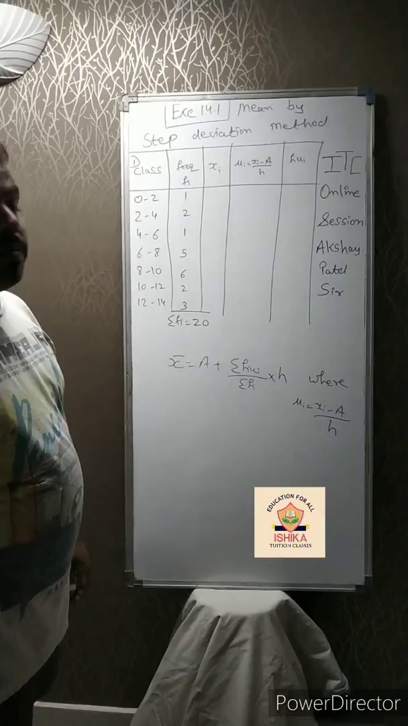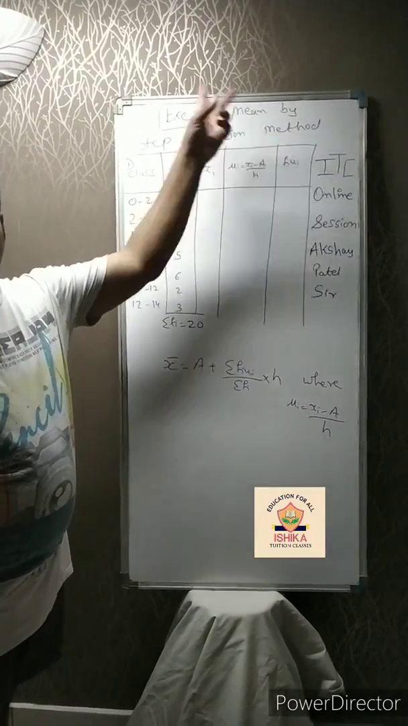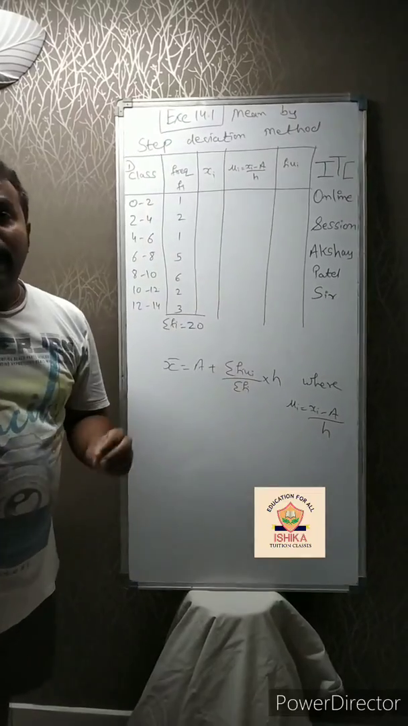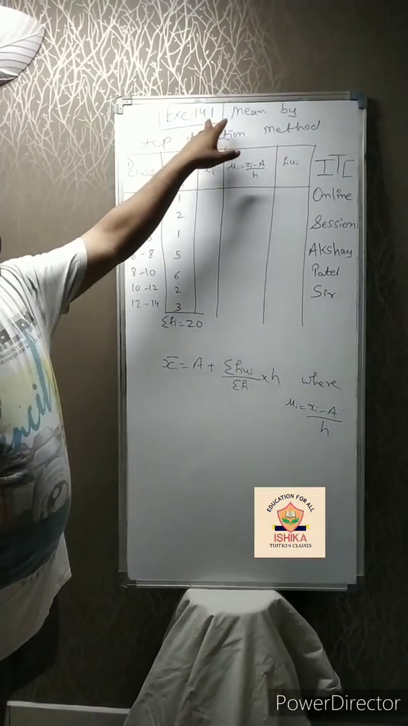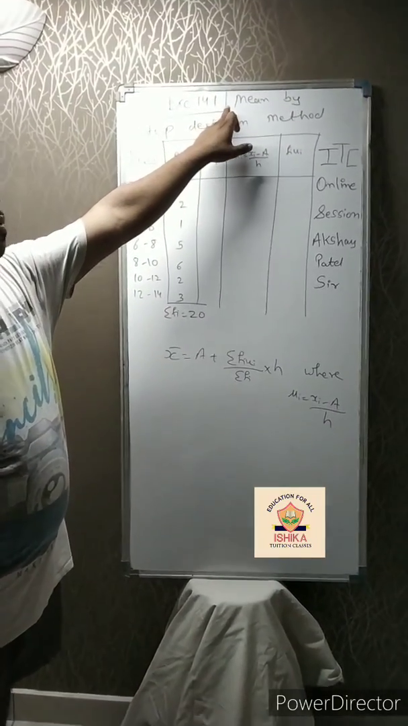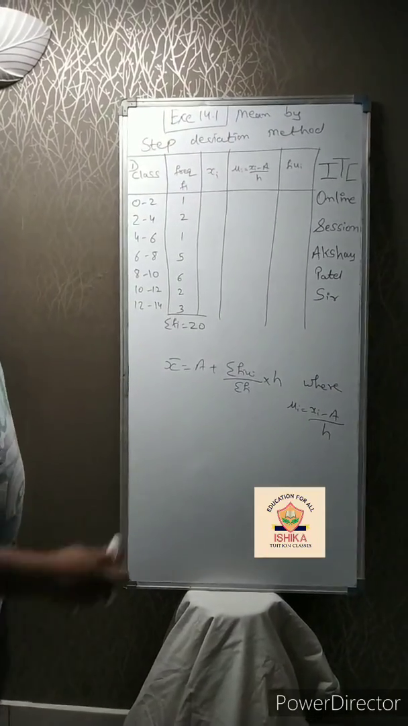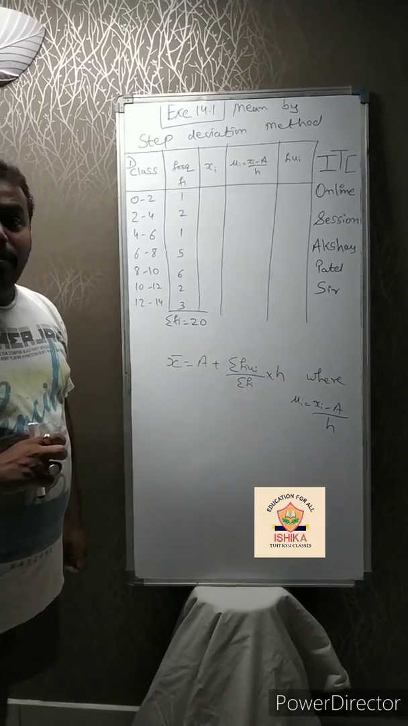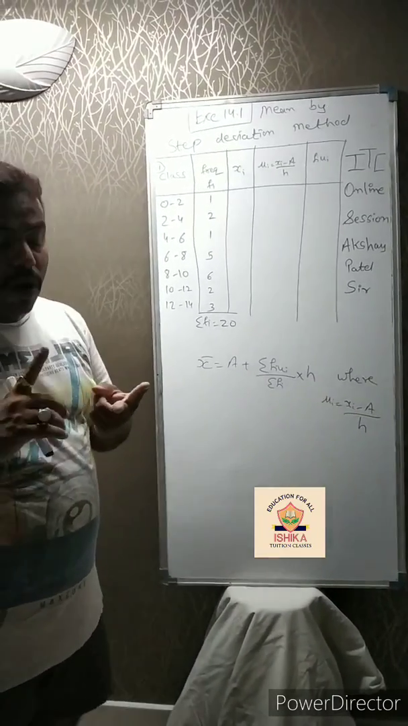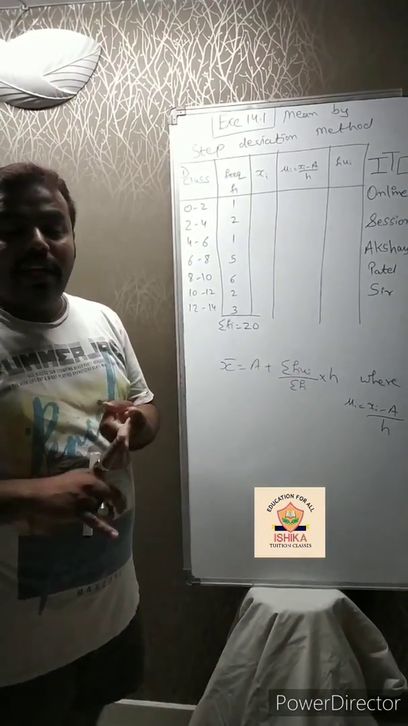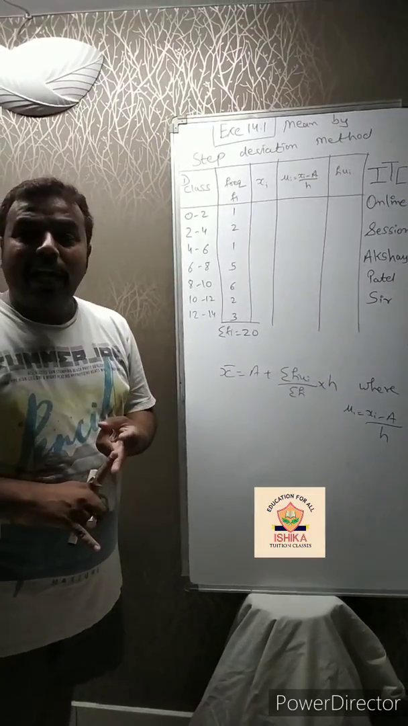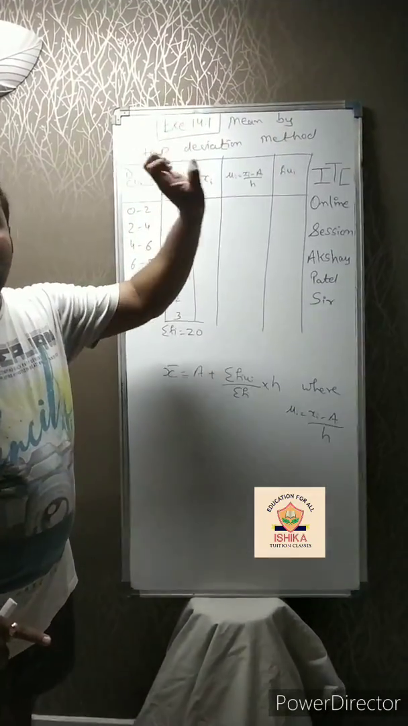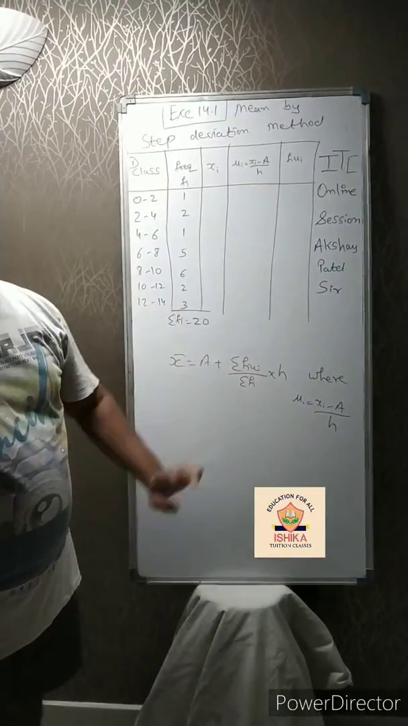Today we will be learning about how to find mean by our third method, that is step deviation method. We will be explaining this sum by our first question of exercise 14.1. As you all know, in the question itself it has been given that you need to find mean. You have already studied about our two methods. Number one, that is direct method. Number two, that is assume mean method. Now we will be learning today our third method, that is step deviation method.